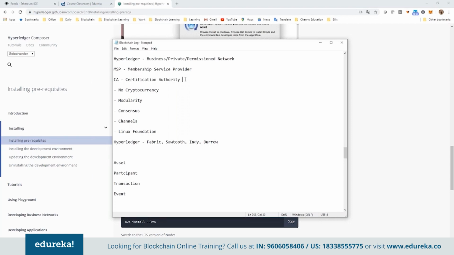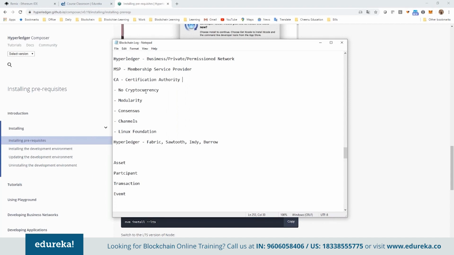So there are two things. One is your MSP, the membership service provider, which basically keeps track of who needs access, what privileges can be given, and who all can access the network. And then there is a certification authority, which basically issues the certificate on the request of the MSP, so that those certificates can be given to the respective nodes, peers or individuals who are becoming part of the network.